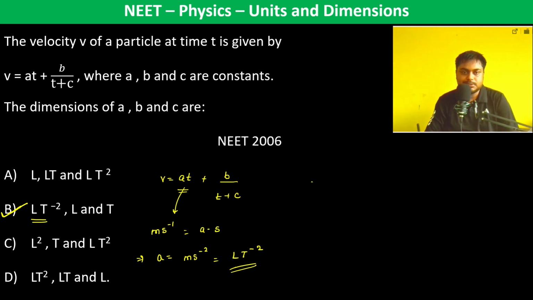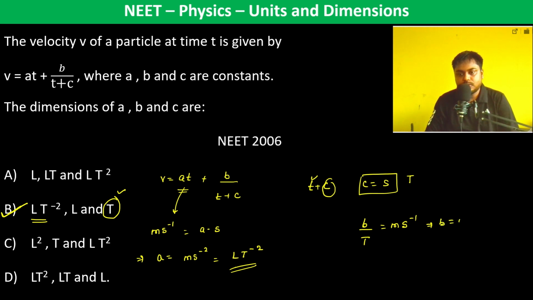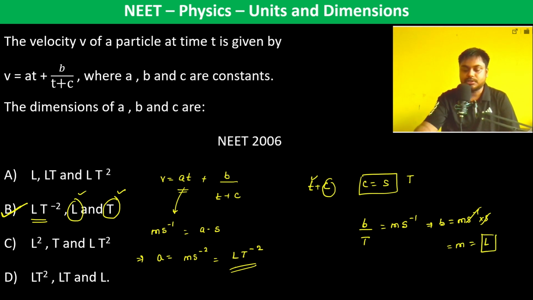So b by t plus c. Of course, since t plus c is given, C must have the dimension of T. So C is equal to second, that is T. And b by t should be equal to meter per second. That means b should be equal to meter per second into second, gone, which is meter, which is L. Therefore B option is going to be the correct one.